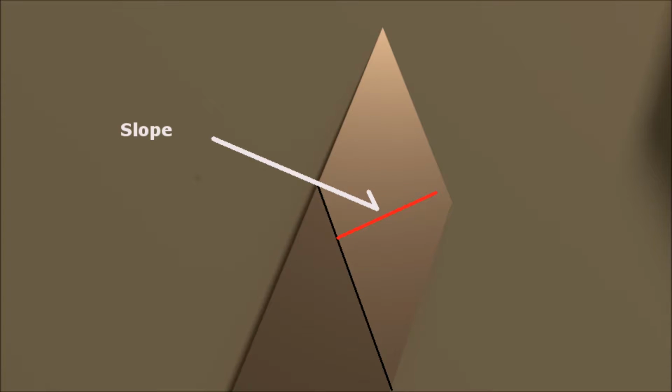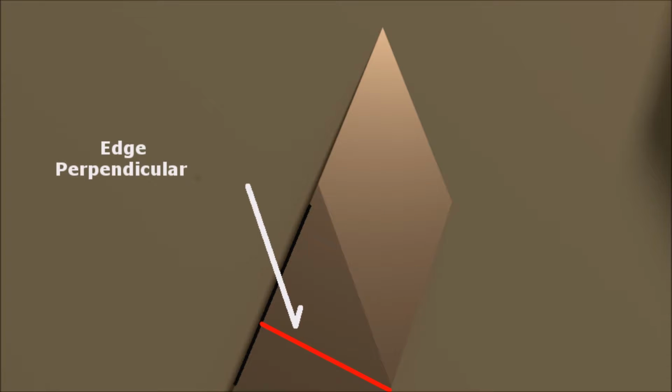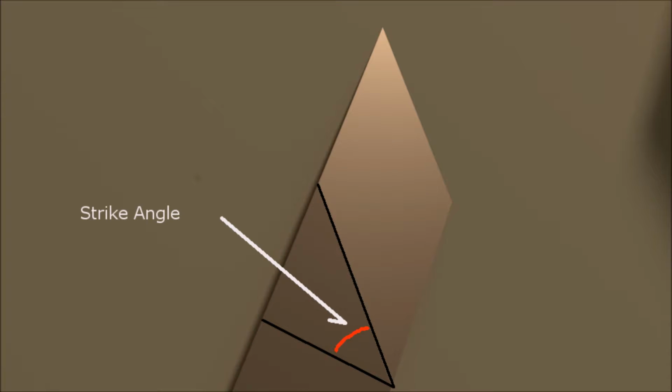We'll need to define two additional lines in order to lay out our scarf joint. On the scarf face, construct a line perpendicular to the strike. This line we'll call the slope of the scarf face. On the board's face, construct a line perpendicular to a board edge. We will refer to this line as the edge perpendicular. The strike angle is the angle between the strike and the edge perpendicular measured on the board face.